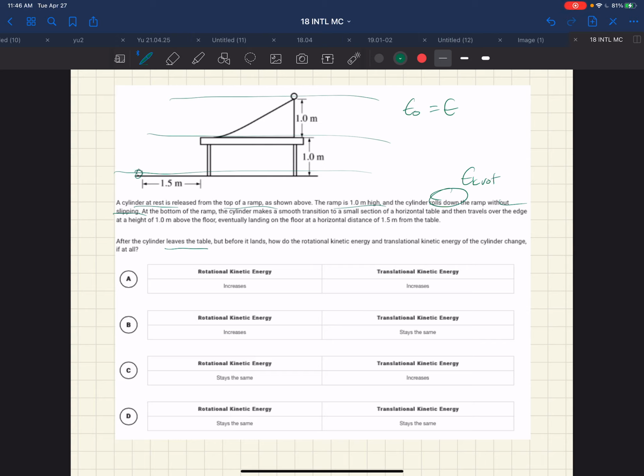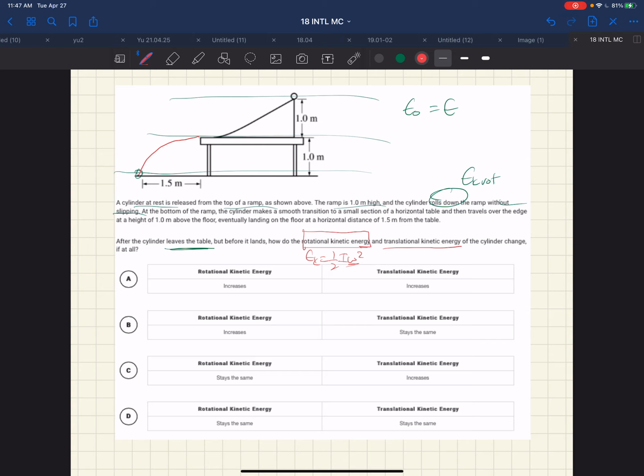After it leaves the table and before it lands, so that means here, in that path in the red, how do the rotational kinetic energy and translational kinetic energy of the cylinder change? Well, let's first focus on the rotational kinetic energy. Rotational kinetic energy is 1/2 I omega squared. The question then is, what happens to the rotational velocity?